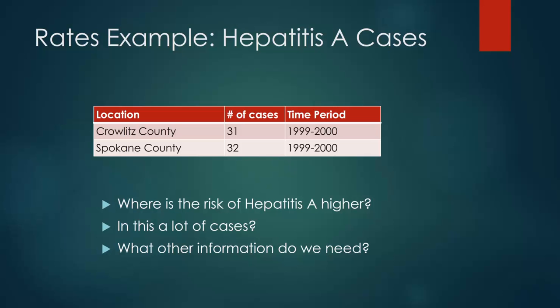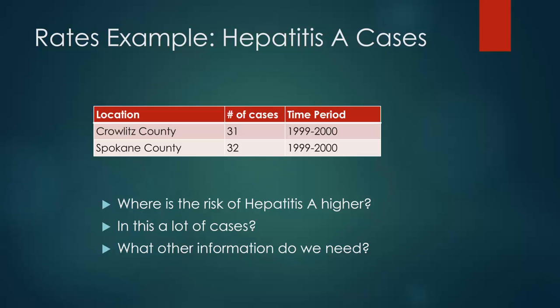Here's a table showing hepatitis A cases in 2 Washington counties from 1999 through 2001. There are 31 cases in Cowlitz County and 32 cases in Spokane County. So, looking at this, some of the questions we might ask are, where is the risk of hepatitis A higher? Is this a lot of cases? And what other information do we need?